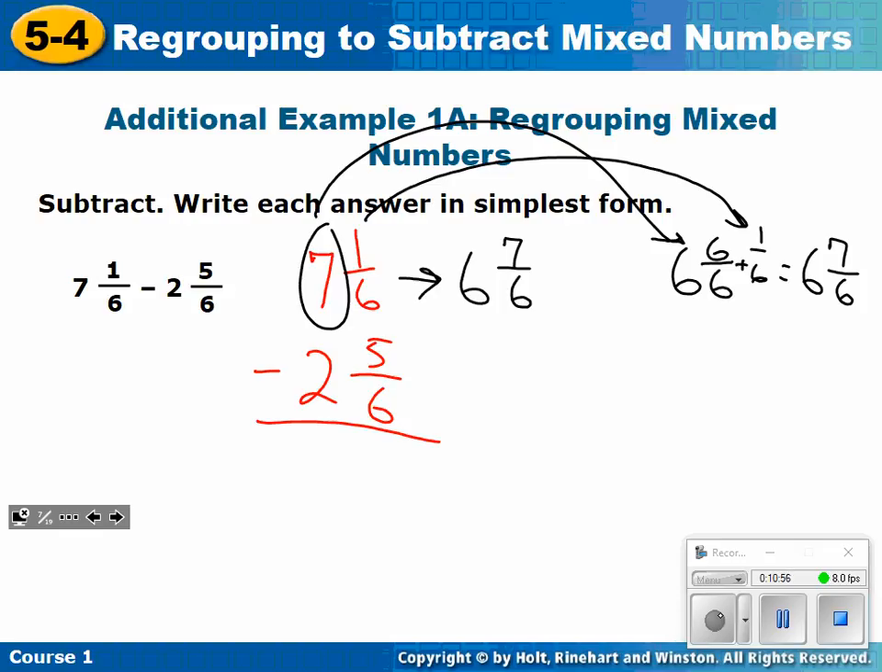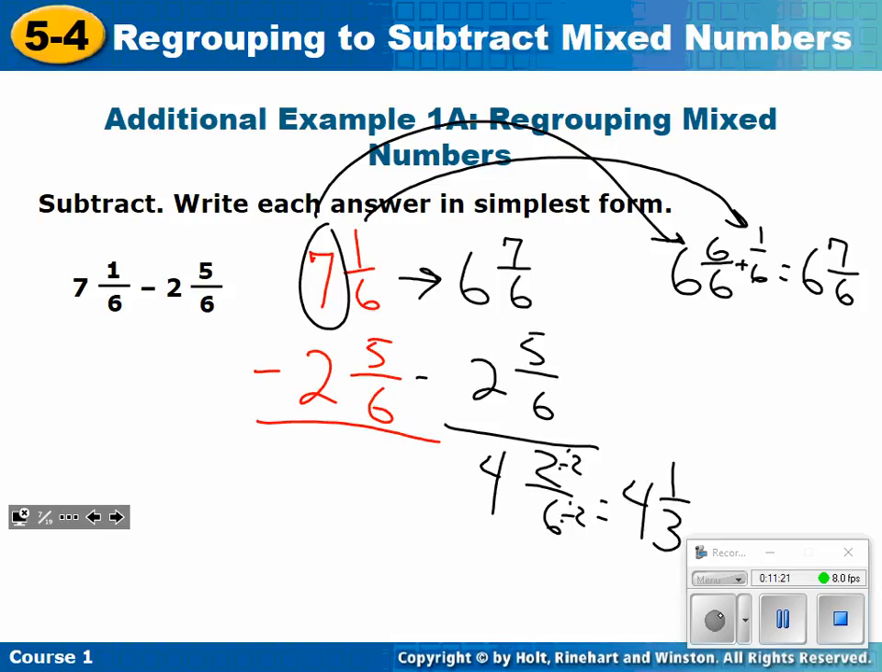Now we can just do our subtraction. Minus 2 and 5/6. Okay? 7 minus 5 is 2. 6 minus 2 is 4. We need to reduce. Divide this by 2. Divide this by 2. We end up with 4 and 1/3.